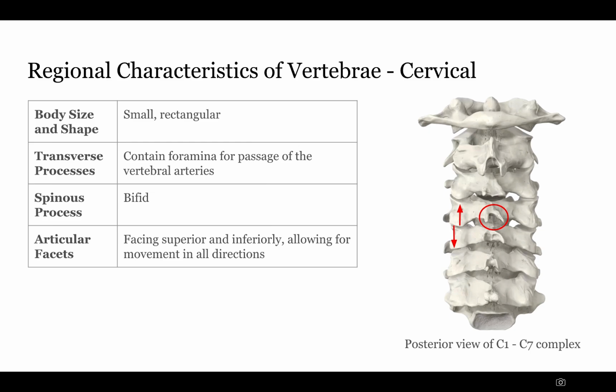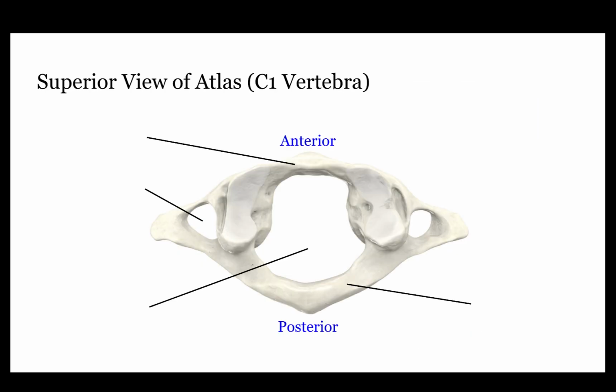And the facets of the cervical vertebrae face superiorly and inferiorly, as you can see indicated with the red arrows in the image on the right. Because they face superior and inferiorly, this allows for motion in all directions. 2 of our 7 cervical vertebrae differ quite a bit from the other vertebrae, and those are the C1 and C2 bones. Let's take a look at some of the bony landmarks on the C1 bone first.